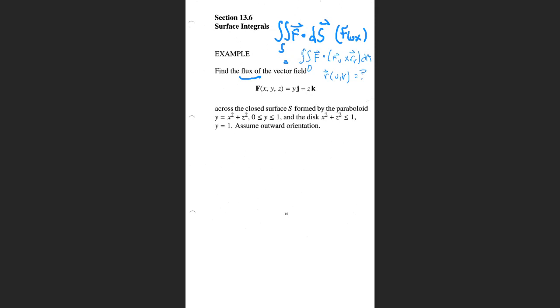In this problem, we're talking about a closed surface, and it consists of two surfaces: a sideways paraboloid along the y-axis, y equals x squared plus z squared, where we're restricting y to go from 0 to 1, and then the disk x squared plus z squared less than or equal to 1 at y equals 1. Together, that's going to form our surface. We're going to have to get the parameterizations of those surfaces.